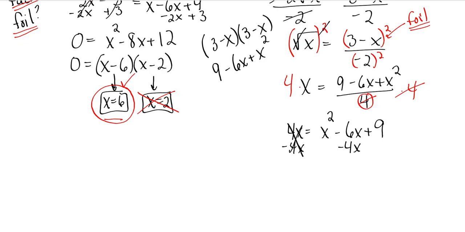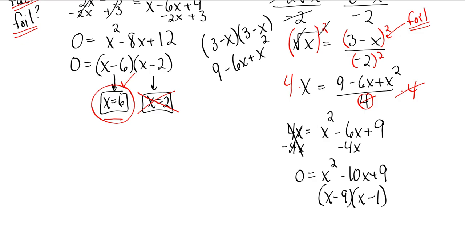Okay, that'll get rid of that. And then we have 0 equals x squared minus 10x plus 9. Whew. Okay, that was a crazy step to get from here to here. So, factoring now. Two numbers that multiply to 9 and add to 10. That should be fairly straightforward. That's 9 and 1.